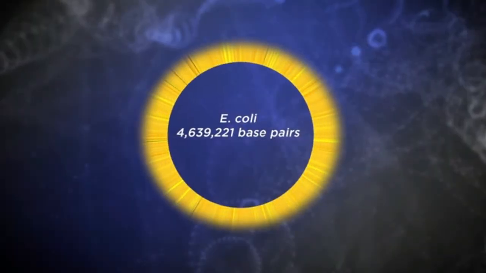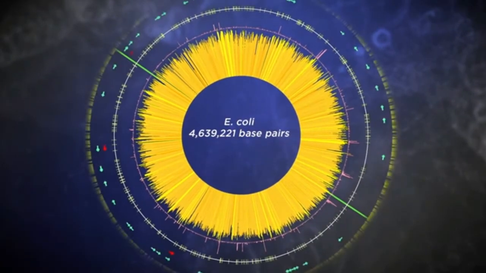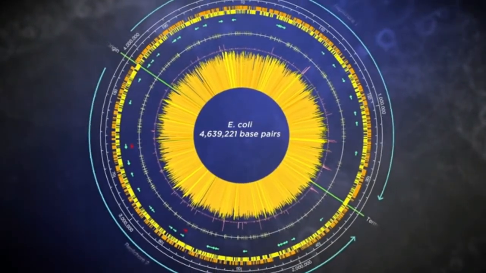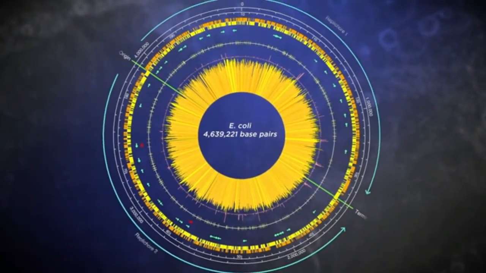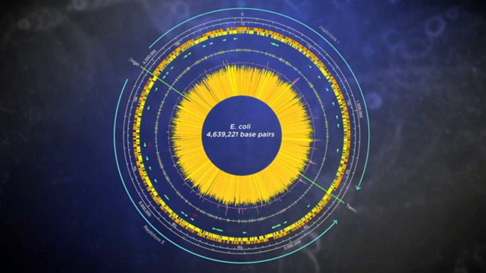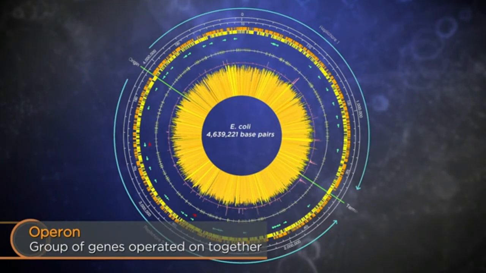Bacteria are marvels of efficiency from a biochemical standpoint. Their genomes are compact. Genes are often clustered in convenient groups in bacteria, such that genes that need to be expressed at the same time are next to each other. This physical proximity allows them to be controlled as a single unit through a single promoter. Groups of genes operated on together like this are called operons.